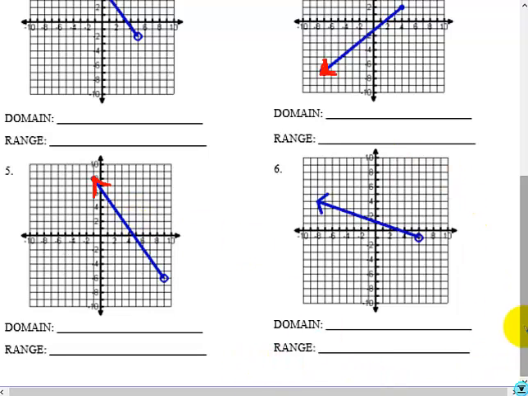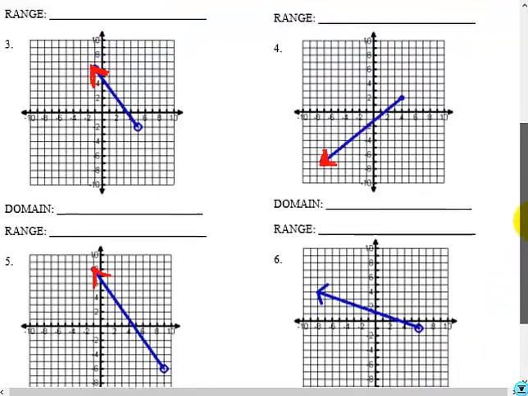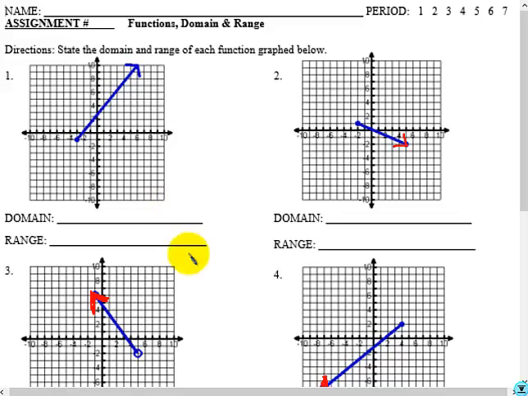So go ahead and work on these problems, and also on the back side. The back side has some multiple choice questions like the state test.